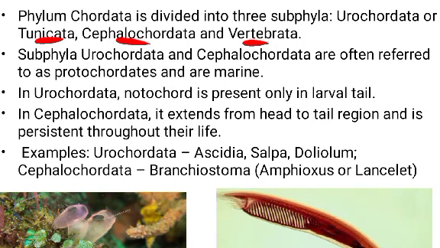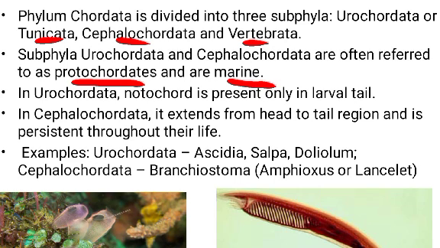The subphyla Urochordata and Cephalochordata are often called Protochordata. Why are they called protochordates? Proto means primitive forms, the first formed forms of chordates. That's why they are called protochordates. They are exclusively marine in nature. All are marine forms.